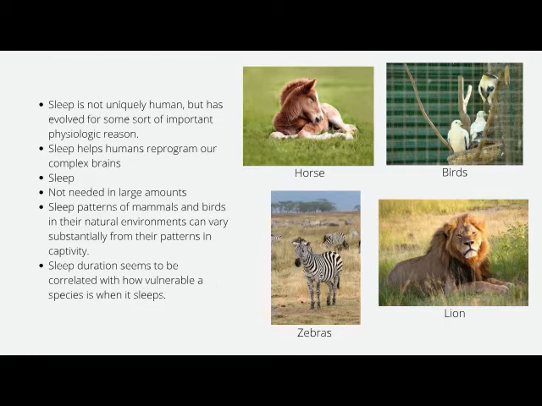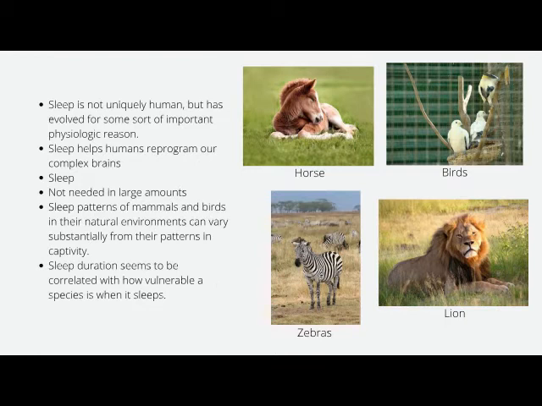Third, differences in sleep duration suggest that it is not needed in large amounts. Many animals sleep only 2 to 3 hours. Horses and many other animals get by quite nicely on 2 or 3 hours of sleep per day. Moreover, it is important to realize that the sleep patterns of mammals and birds in their natural environments can vary substantially from their patterns in captivity, which is where they are typically studied.